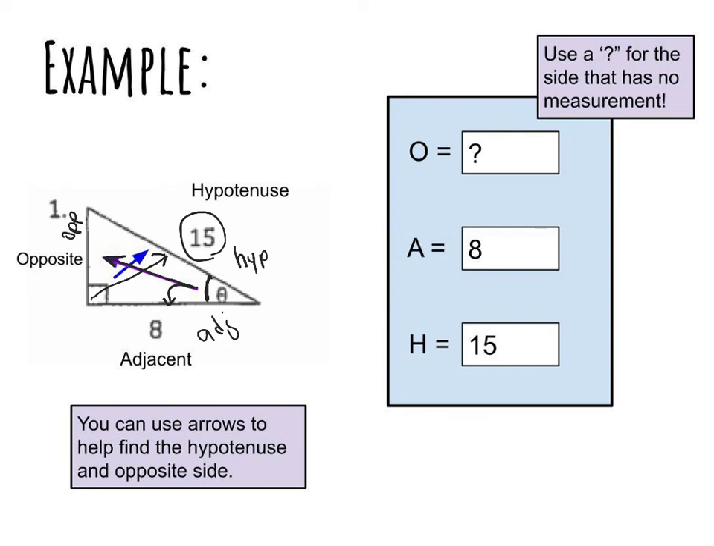Your job is going to be to fill in those missing values. So here we see opposite is 15, and I have that marked in. Adjacent is 8. And for the hypotenuse, we don't have any information there, so we want to make sure we indicate that with a question mark. When we get into solving, the one with the question mark is the one we'll be solving for.